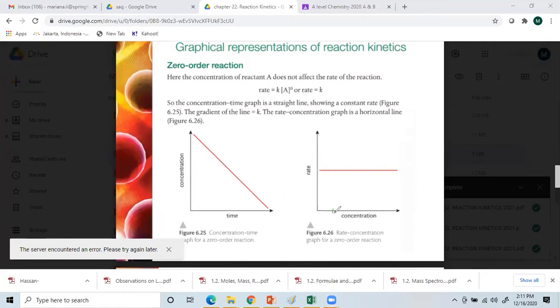So if you increase the concentration from this to this, the rate will stay here. Increase more, the rate will still stay here. So it will not affect. This is the zero order reaction, expressed by rate equals k times A to the power of 0, and this is 1, so rate equals k. The rate of reaction just depends on the rate constant value.